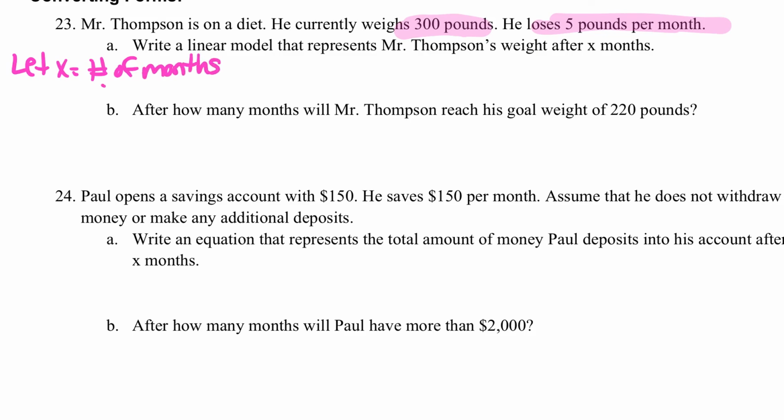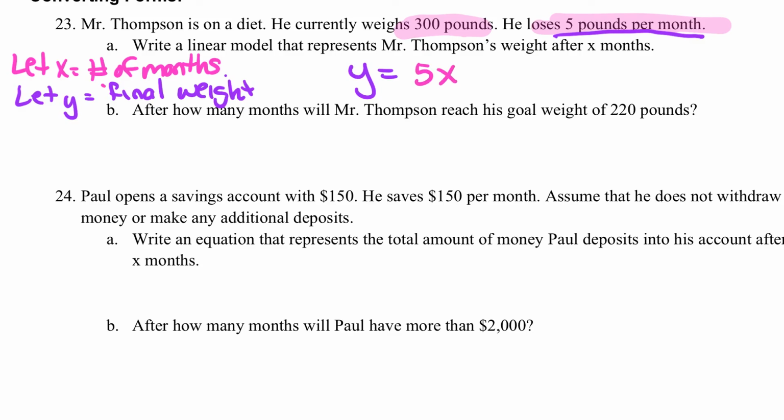And then let Y equal final weight. Now I can write my equation. I have Y is equal to, this 5 pounds per month is my slope. 5 times X, because 5 times the number of months.